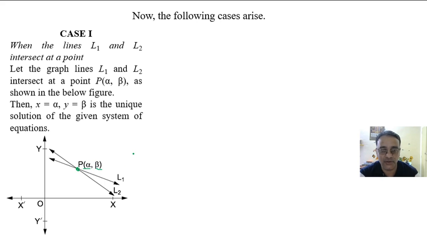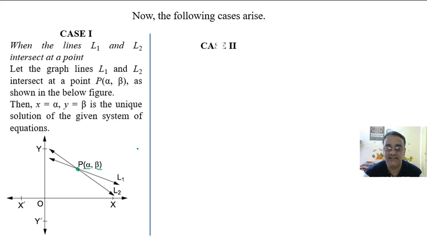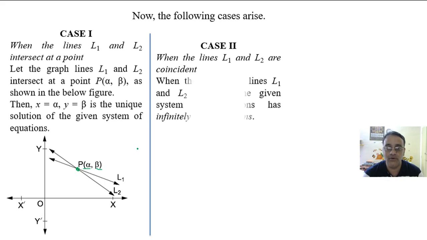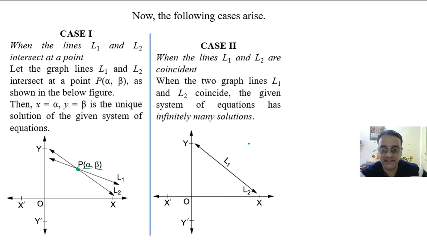One solution, a unique solution, if the two lines intersect at a point. Now the second case is that if the two lines are coincident, one on top of the other, like that, L1 is the same line and L2 is the same line, then the system of equations has infinitely many solutions because there will be many common points, infinitely many.